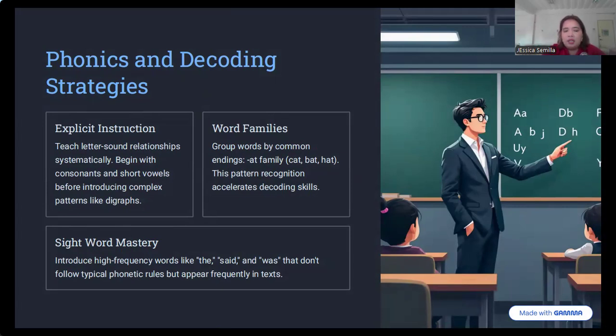Another strategy that our teachers are utilizing is phonics and decoding strategies. One, the explicit instruction, meaning teaching letter-sound relationships systematically, beginning with consonants and short vowels, and then introducing complex patterns like digraphs or word families, for them to understand the categories of words, categories of meaning, and there will be pattern recognition accelerating the decoding skills.